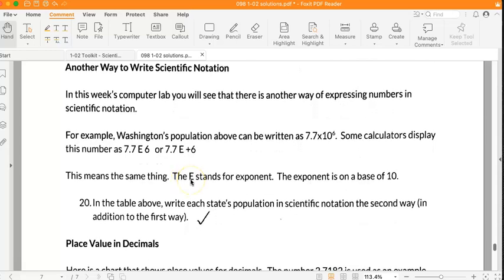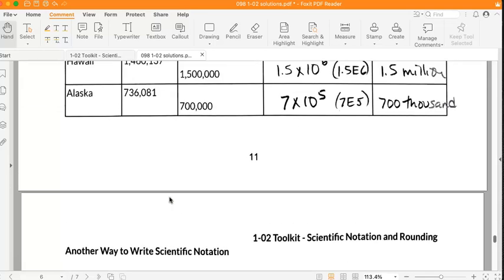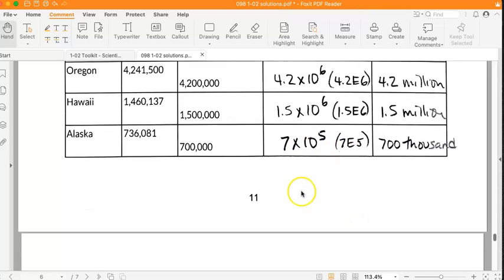So the E stands for exponent, and the exponent is on a base of 10. So these are just two different ways of saying the same thing. And so I would like you to go back to the table above and rewrite the scientific notation in the second way, which I did already up here in parentheses. And you can see that it's even more compact than the already compact scientific notation.